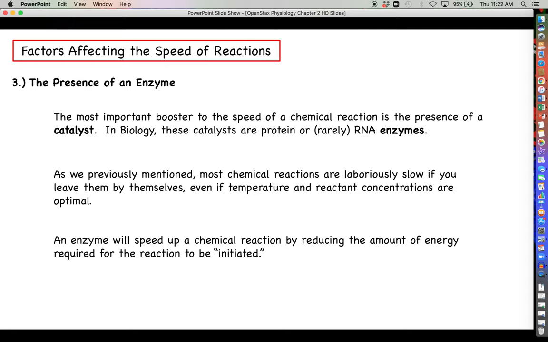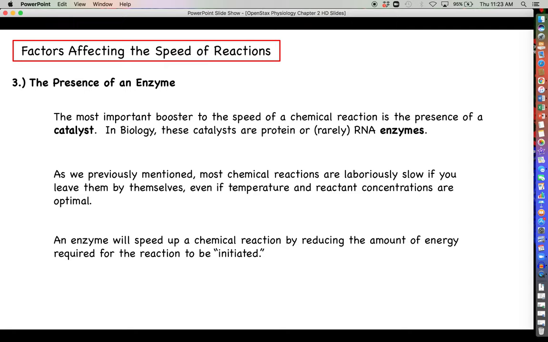Enzymes and catalysts in general will speed up the rate of a chemical reaction without being used up themselves. That's probably the most common definition of a catalyst. It speeds up the reaction but is not used up itself, so it can just keep cranking through reaction after reaction without any limitation. But in the case of an enzyme, it does this by reducing the amount of energy required for the reaction to be initiated.